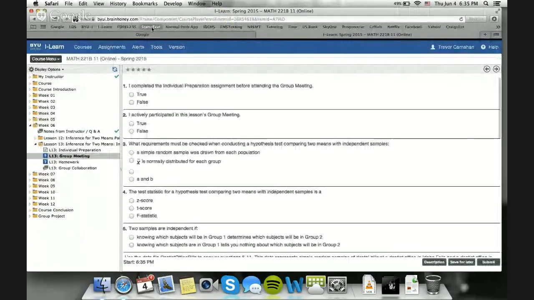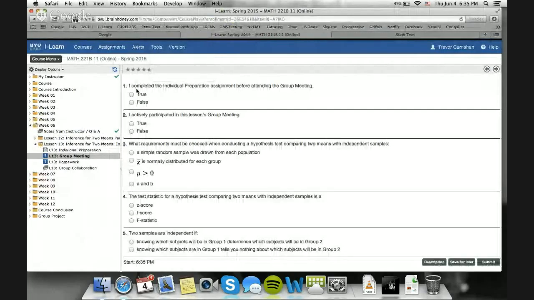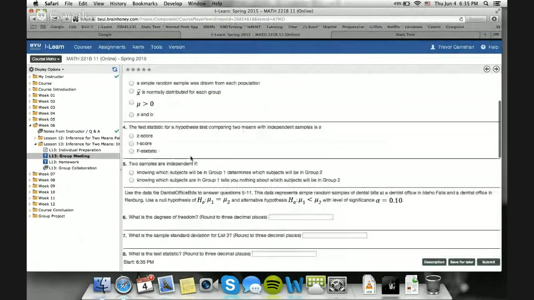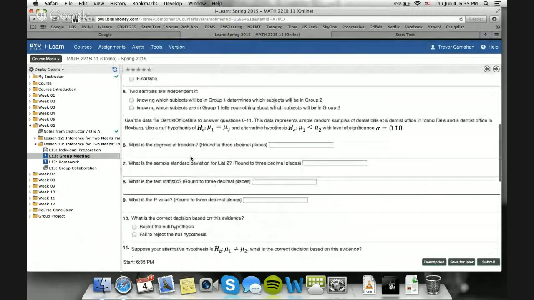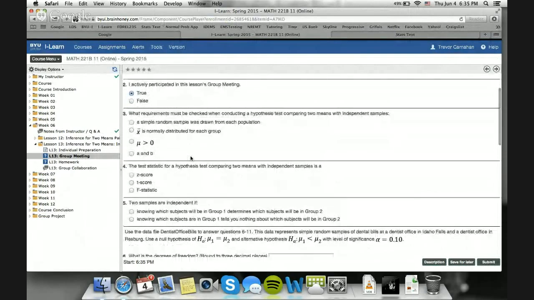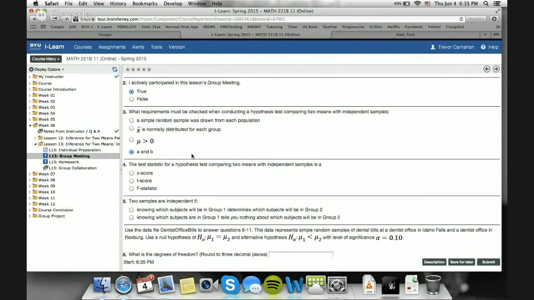All right, so number 3. What requirements must be checked when conducting a hypothesis test comparing two means with independent samples? So a simple random sample is drawn from each population, and X bar is normally distributed for each group. It's those two, so it's A and B. That seems pretty standard, though. Yeah, I feel like those are always part of the requirements.